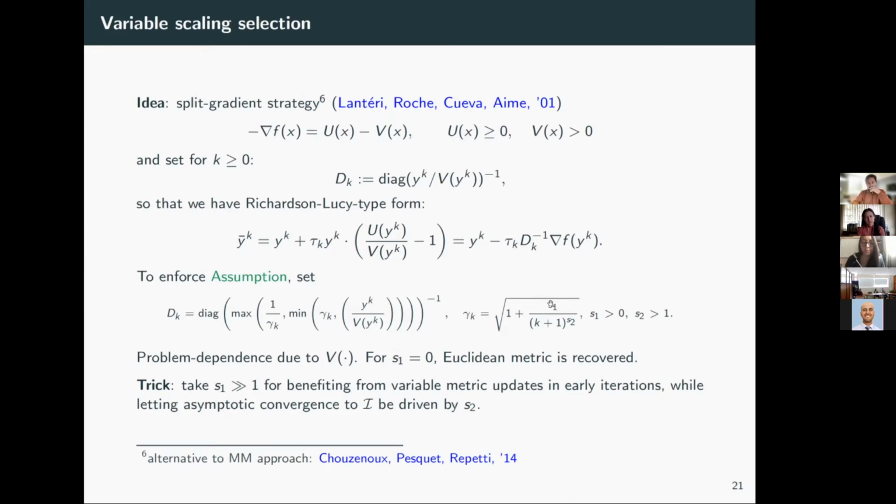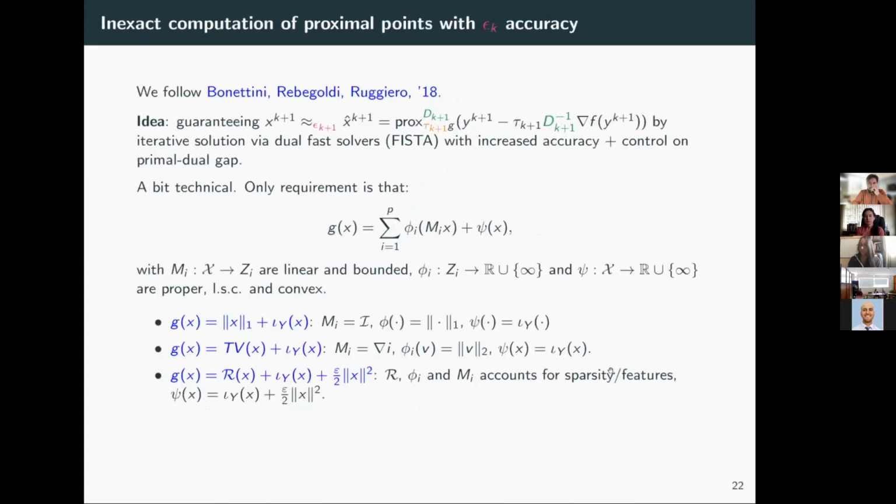One that somehow drives the early iteration update, while the late update gets driven by S2. And here I really don't want to spend any time on that, but if you're interested, I can send you the slides. There are routines that are able to guarantee that whenever you pick an accuracy epsilon k plus 1, and you are dealing with the computation of this type of iteration, your proximal point gets computed with a fixed accuracy, like this epsilon k plus 1 accuracy.